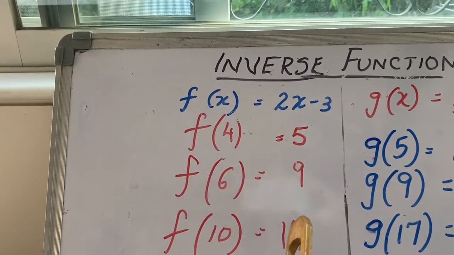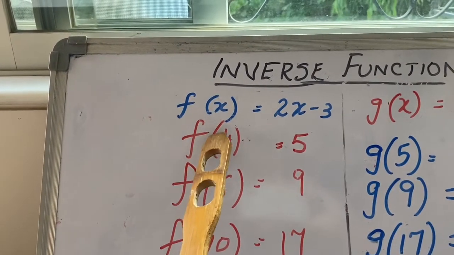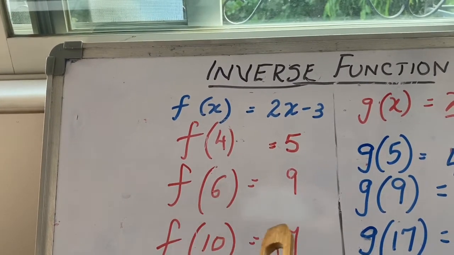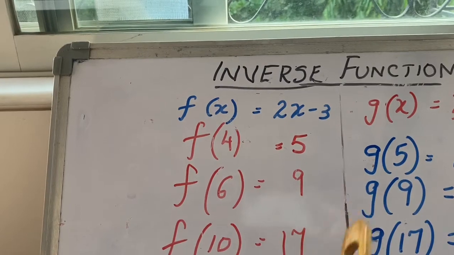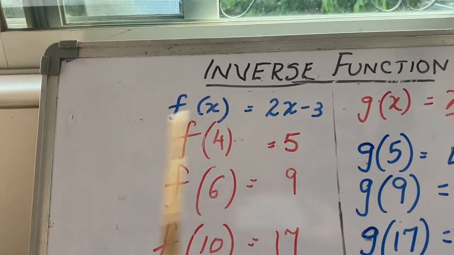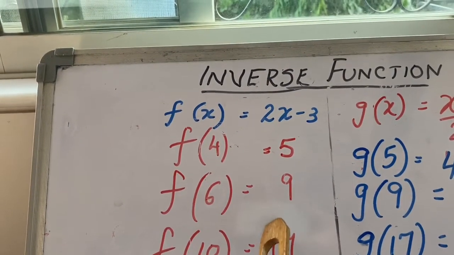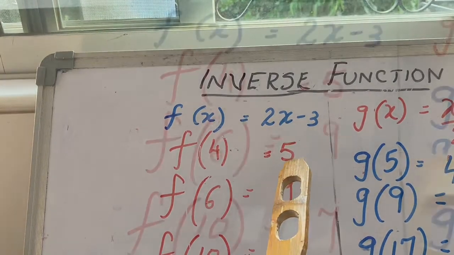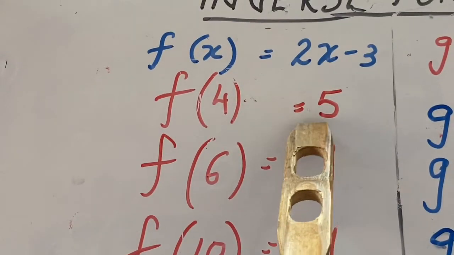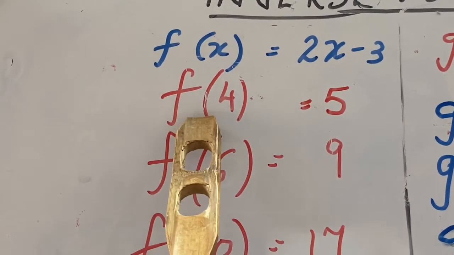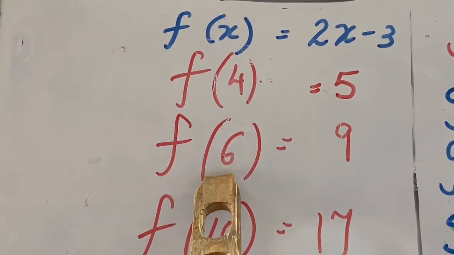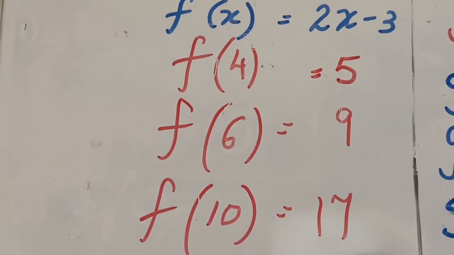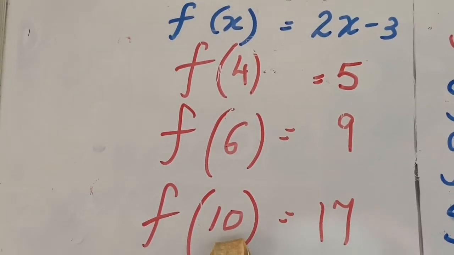Now, what have I done? I have got a set of inputs for which I have got the corresponding outputs. Now what if I want to undo what I have done? Which means that if my input is 5, my output should be 4. If my input is 9, my output should be 6. If my input is 17, my output should be 10.